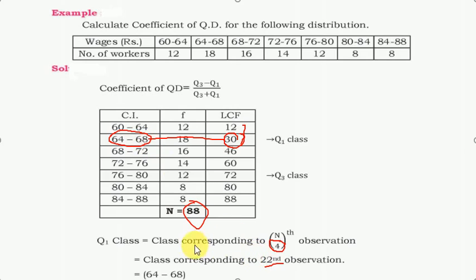Once again, I'll repeat: the n by 4th observation. Why are we using 4? Because it is a quartile, which means 4 equal parts.